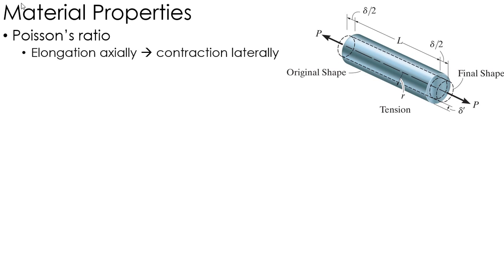Okay, here we're going to talk about a couple more properties that materials have. The first is Poisson's ratio. And in developing Poisson's ratio, we first need to recognize that when something elongates axially, it contracts laterally.